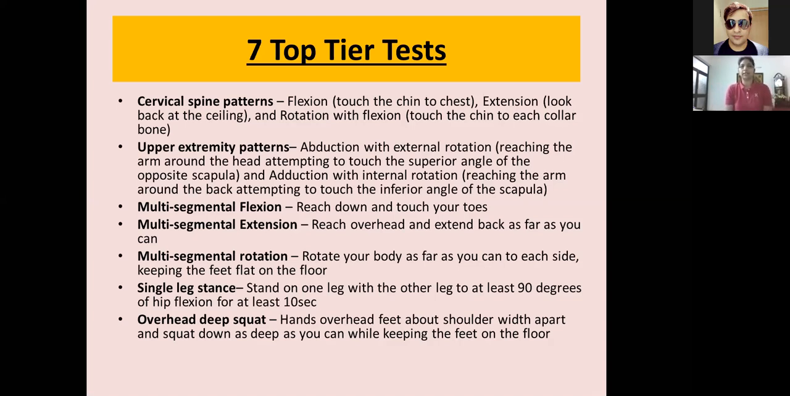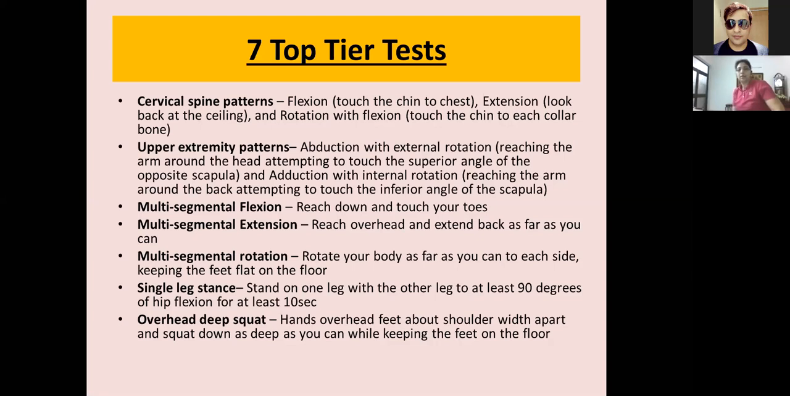Next is the upper extremity pattern. So we'll see the abduction with external rotation. We ask the patient to reach the arm around the head and attempt to touch the superior angle of the opposite scapula. In this position we see the arm track, the latissimus dorsi is also working. All the arm track is working, the extensor is working, and all the fingers too. Is the whole functional line working or not? Same with the opposite side, without movement of your cervical spine.